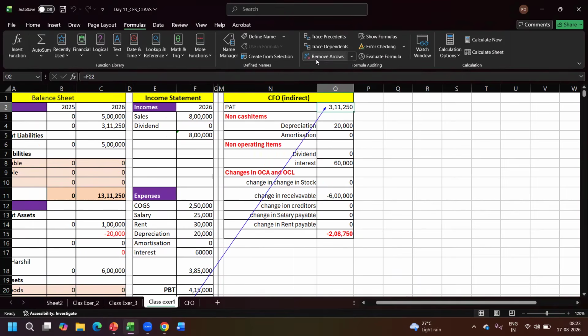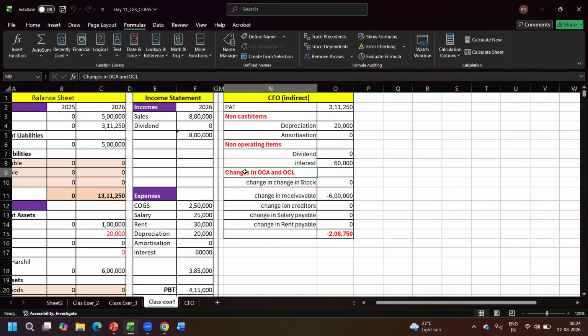315,000. But there are non-cash items like depreciation, and to the extent of 20,000, PAT has been reduced, whereas that is a non-cash item. So to derive CFO, we have to add it back. In this example, there is no amortization, but there are non-operating items like interest. Interest, as per Ind AS 7, is treated as a financing cash flow, not as operating cash flow. So it has been deducted while computing profit, and therefore we adjust it by adding it back.